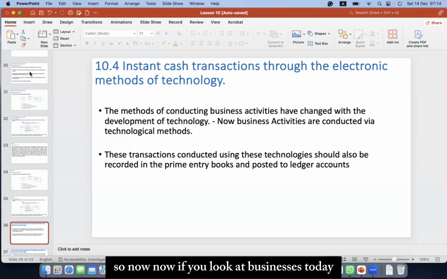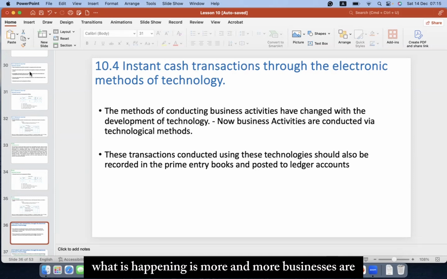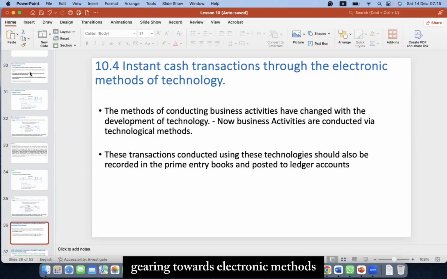So now, if you look at businesses today, more and more businesses are gearing towards electronic methods. They are trying to use, let's say, websites. They are trying to use electronic banking. They are trying to use POS machines to take your money. They are going to access your debit cards or credit cards. And there are so many things happening in the world of business.